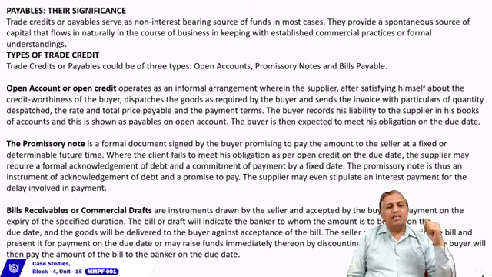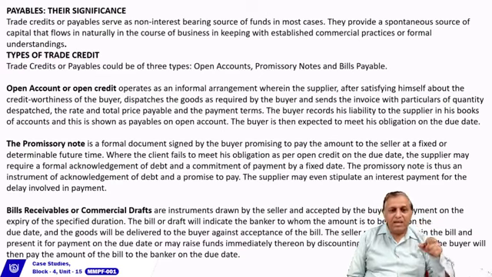The promissory note is a formal document signed by the buyer promising to pay the amount to the seller at a fixed or determinable future time. Where the client fails to meet his obligation as per open credit on the due date, the supplier may require a formal acknowledgement of debt and a commitment of payment by a fixed date.